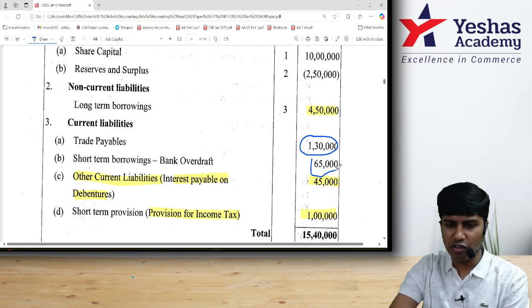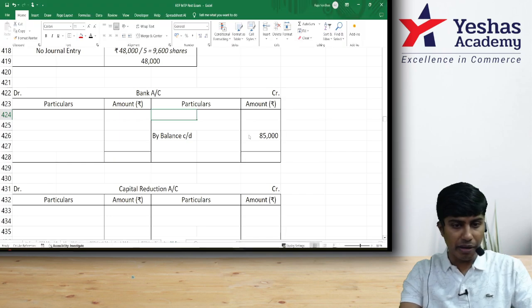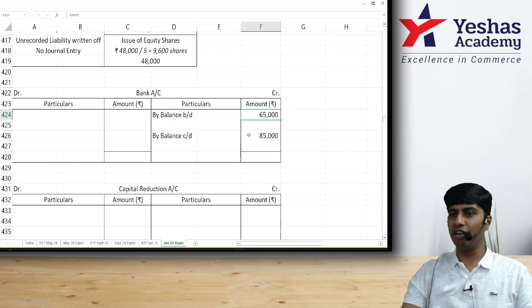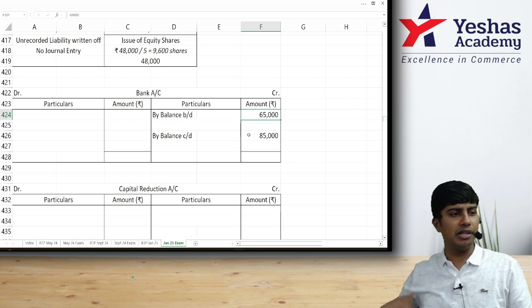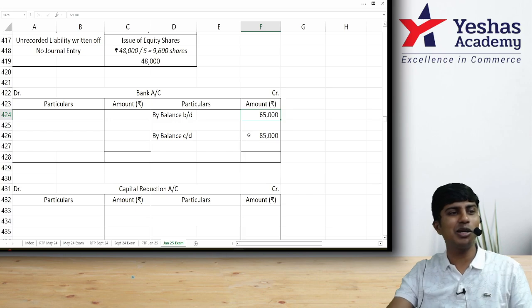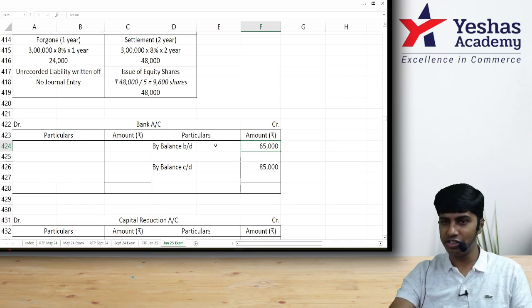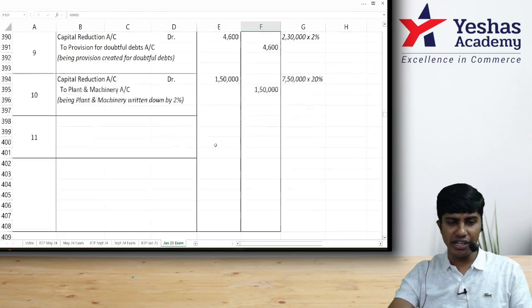Come on, let's start with the balance sheet number. I have a bank overdraft of 65,000. This is not a positive balance, it is a negative balance. I would write by balance brought down 65,000. 65,000 is my opening balance, and I should have 85,000 closing balance after paying any other payments that I should make, after considering all the receipts. Let's see how much is the shortage. Shall we? Let's start with journal entries.